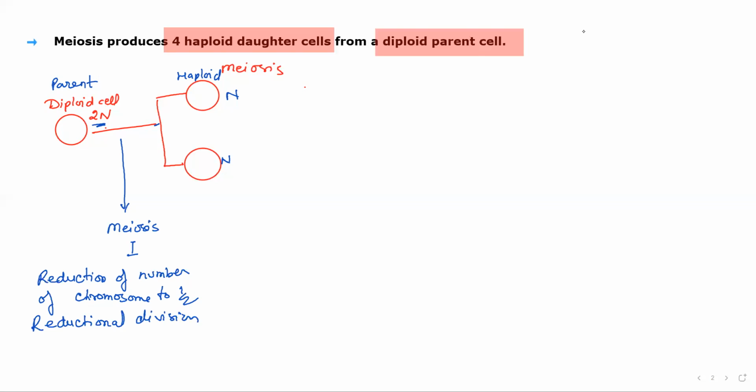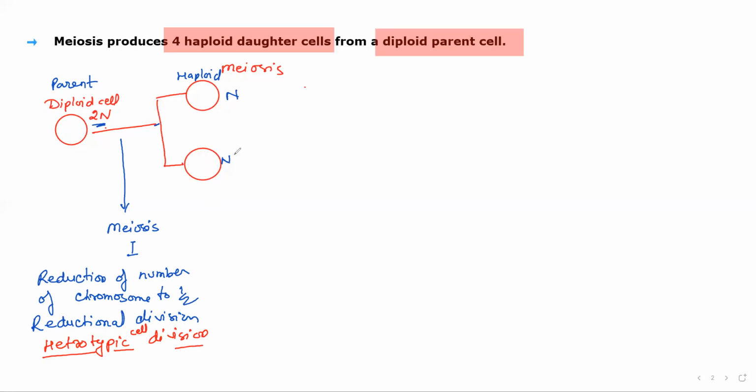Also, we can say it is heterotypic cell division. As the chromosome number changes here between the parent cell and the daughter cells, here 2n number, here n number, it is called heterotypic cell division.